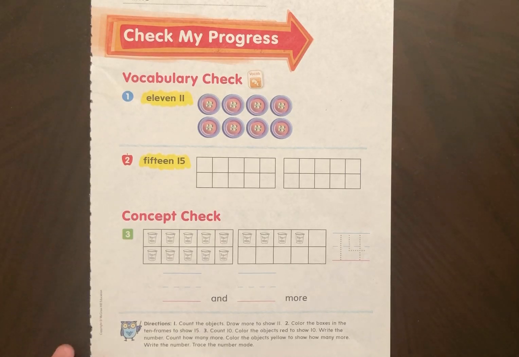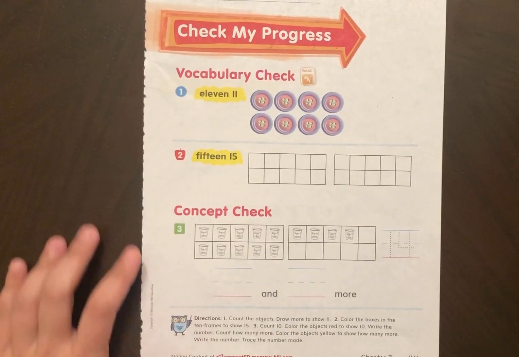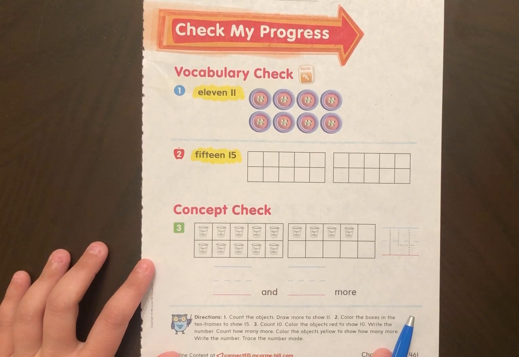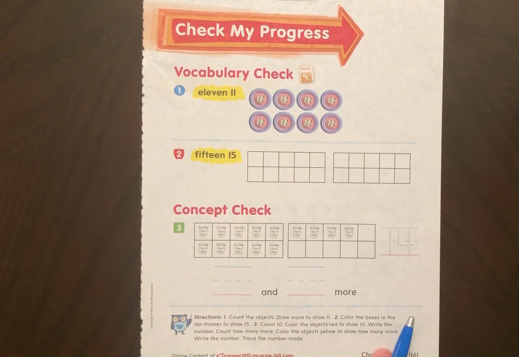Right, guys, we're going to look at chapter 7. In chapter 7, we did compose and decompose numbers from 11 through 19. Compose and decompose means to make and take apart. We already did that for numbers 0 through 10, so now we're going to do it with our teen numbers. We're going to do our check my progress page, and then we'll do our performance task.